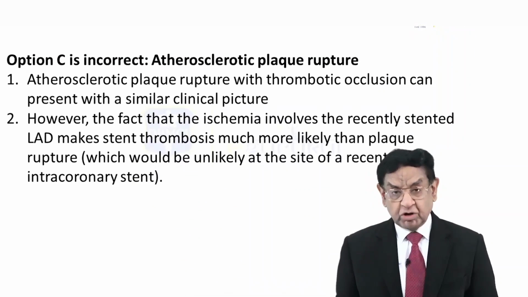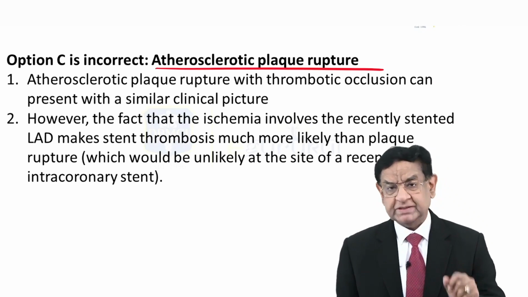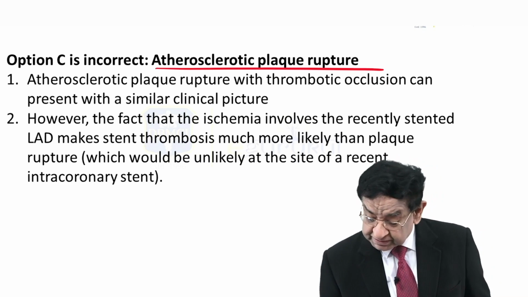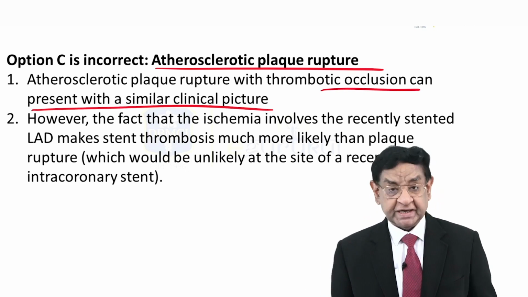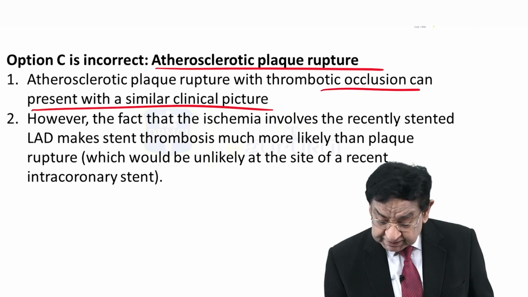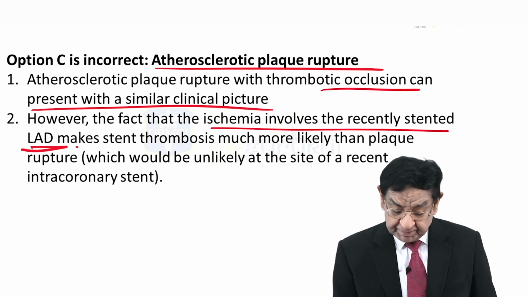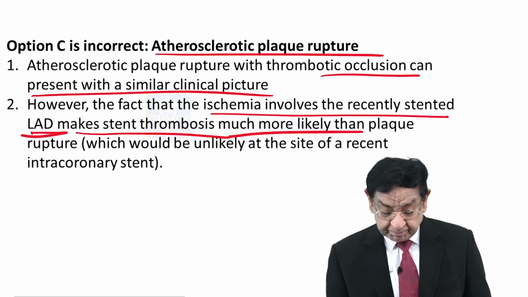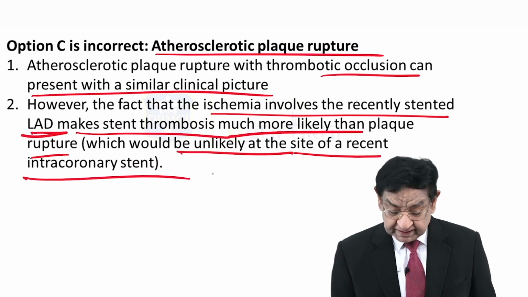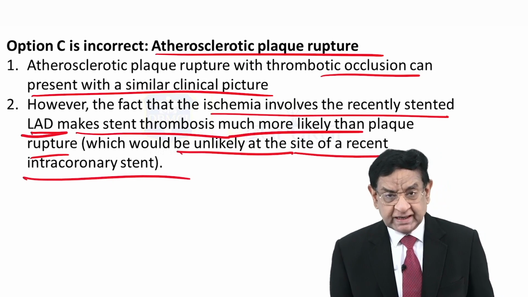Now, one strong possibility is atherosclerotic plaque rupture. In fact, it is the closest differential for the question. Well, this we can think in the present clinical scenario. Yes, it is a strong possibility. But the thing is, ischemia involves the recently stented LAD, left anterior descending artery, which makes stent thrombus much more likely than plaque rupture, which would be unlikely at the site of a recent intracoronary stent. Already a stent is there, so that's why it's unlikely.